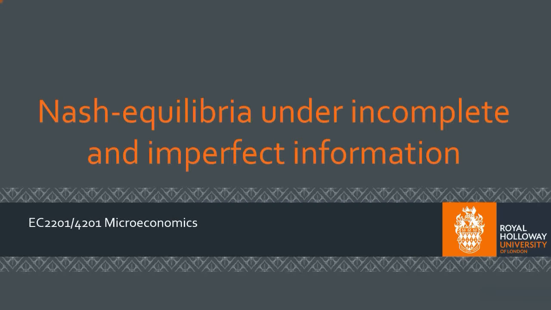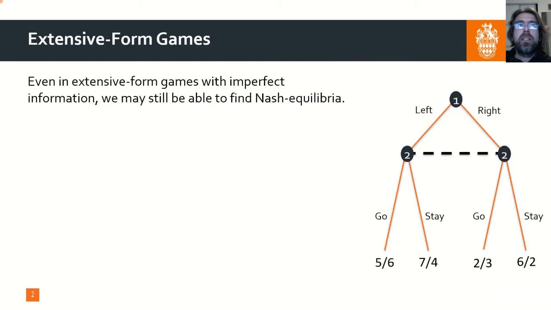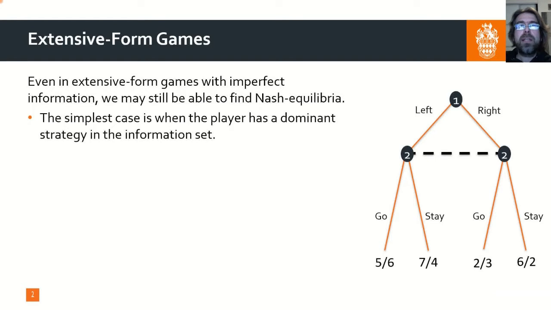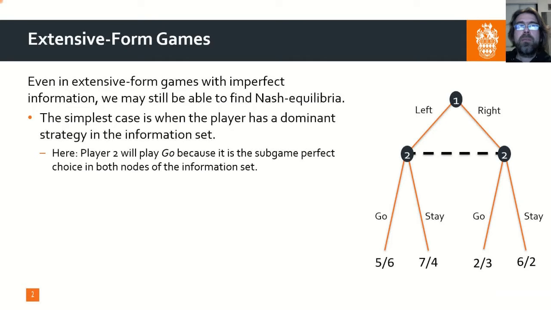In this video we're discussing how to find Nash equilibria under incomplete and imperfect information. Even in extensive form games with imperfect information, we may still be able to find Nash equilibria relatively easily. The simplest case is when the player has a dominant strategy in the information set. So here in the example on the right, player 2 will play Go because it is a subgame perfect choice in both nodes of the information set.